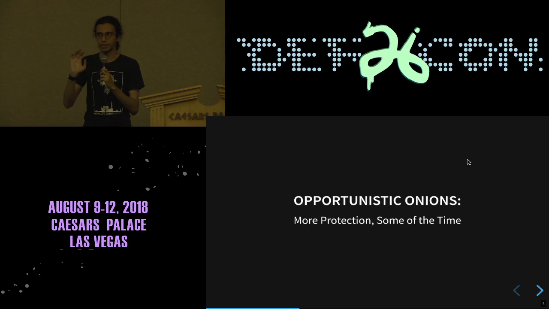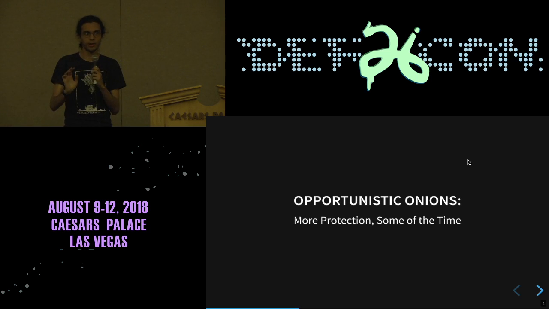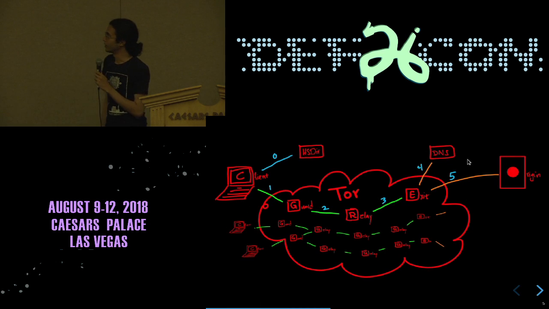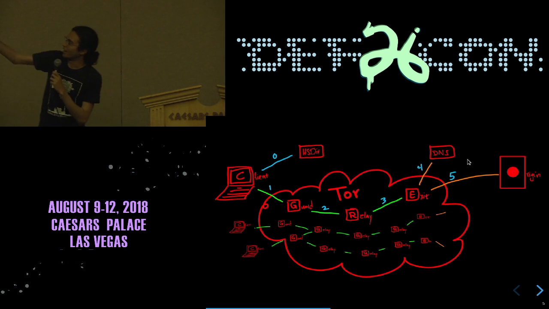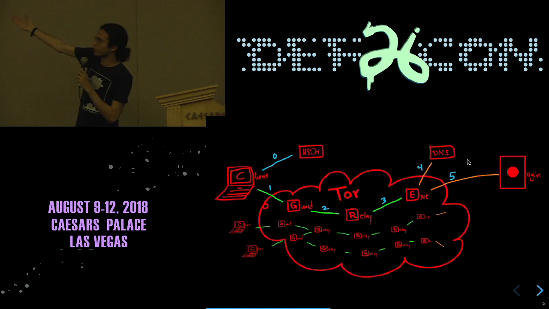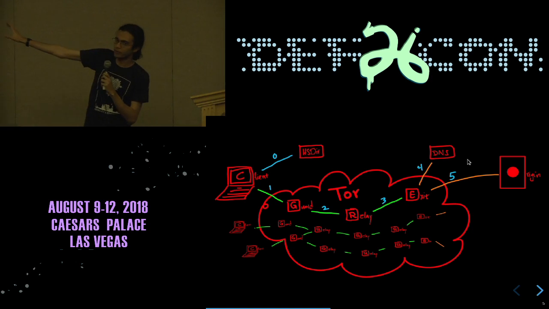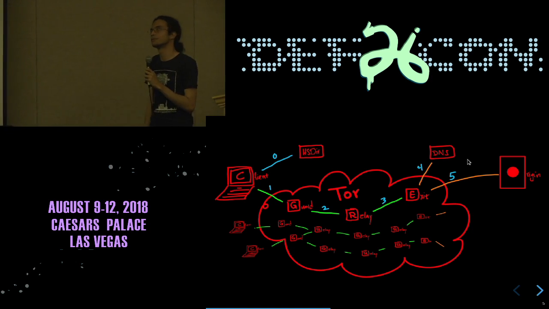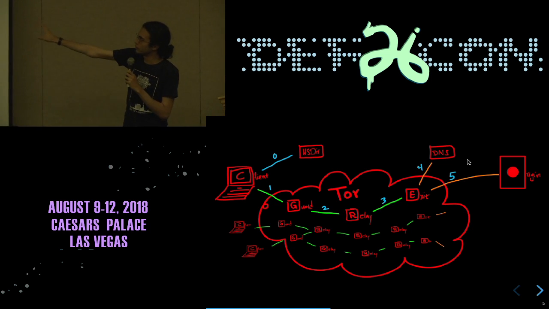Okay, so I'm going to start with a short crash course on how Tor works. Of course, I'm not going to include all the details, but it'll be the gist of it, hopefully. Okay, so great, nothing is off the screen. On that side, we have a client laptop, and on this side we have the origin web server. In the middle, we have the Tor network. In the middle, we have a bunch of different nodes.